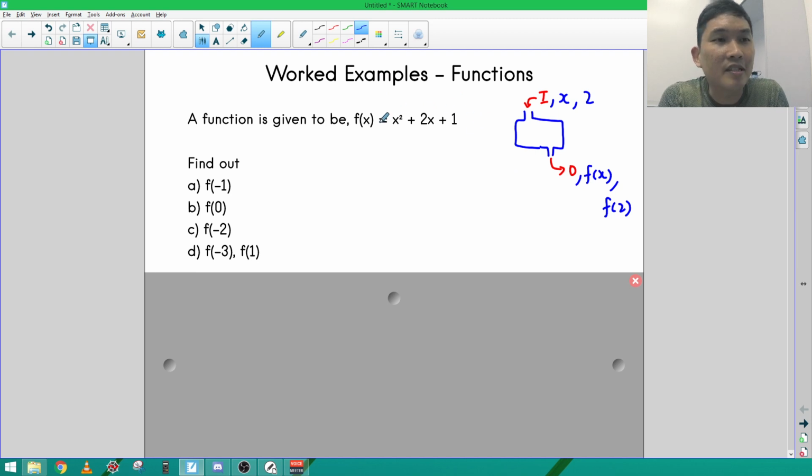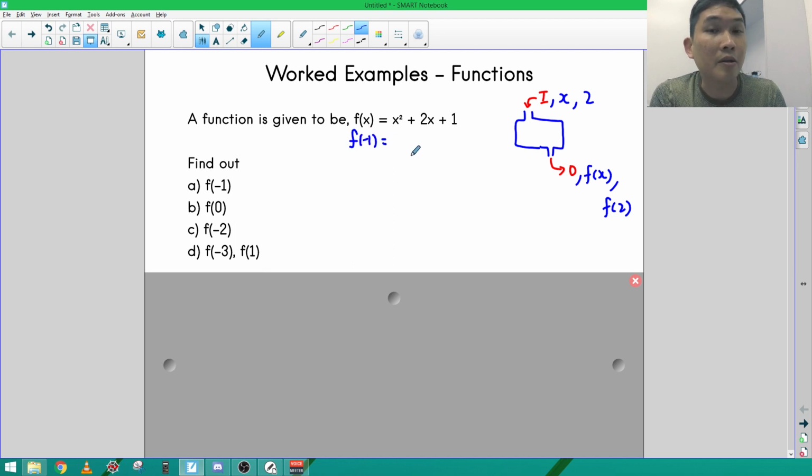In this example, it says that the function is defined f of x is equals to x squared plus 2x plus 1. And in part A, we have to find out what is f of negative 1. Okay, so if you see a negative 1 inside the bracket, it means that we are going to take negative 1 as the input, and we want to find out what output is. So let's write that down, f of negative 1.